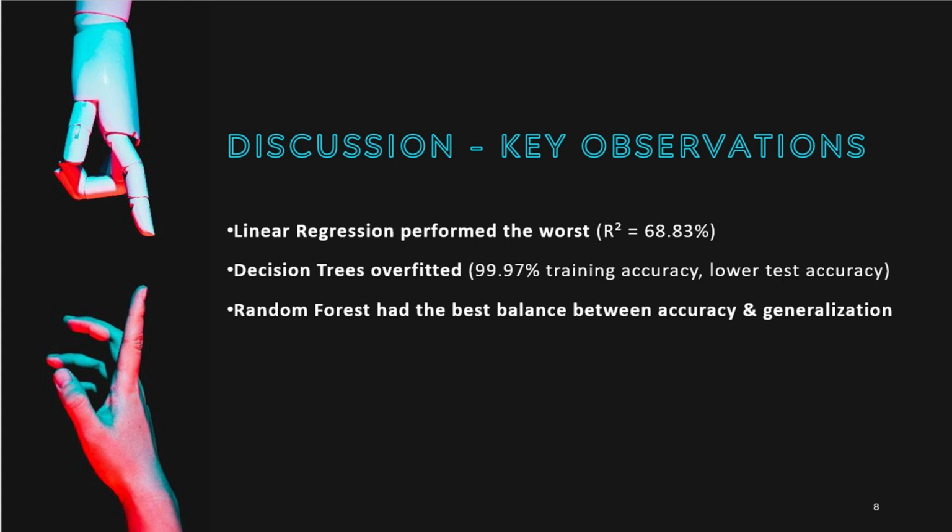Decision trees show signs of overfitting, with a very high training accuracy of 99.97% but much lower test accuracy. This suggests that the model was too specific to the training data and didn't generalize well to unseen data. Random forest, however, was able to balance accuracy and generalization, which is why it performed the best overall. It didn't overfit and was able to predict car prices accurately on the test data as well.